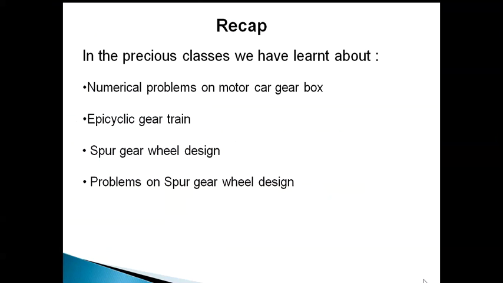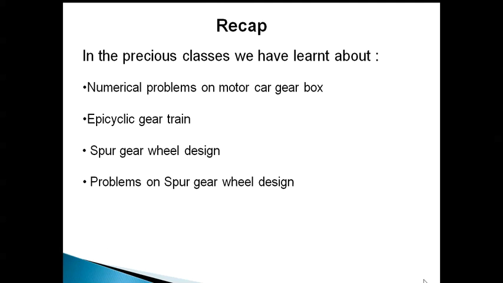In the previous class, we discussed some numerical problems on motor car gearbox and epicyclic gear train. So, what is an epicyclic gear train? In an ordinary gear train, the axes of both the gears are constant and they revolve about a fixed axis. But in the epicyclic gear train, one of the gears has a moving axis around a fixed axis gear. So that is an epicyclic gear train.